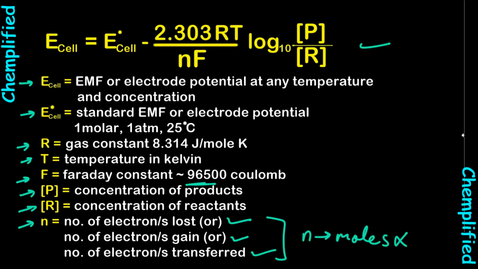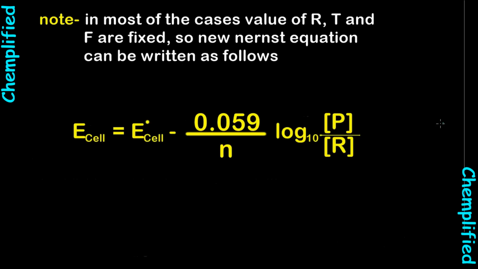In place of this equation, we can also use the short form of the Nernst equation, which is this one. In this equation, we have used the value 0.059. Now, from where this particular value came, let's take a look at that.